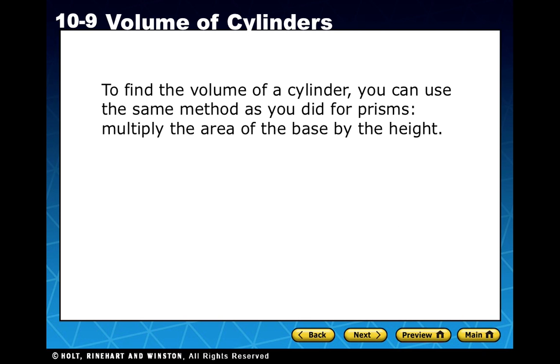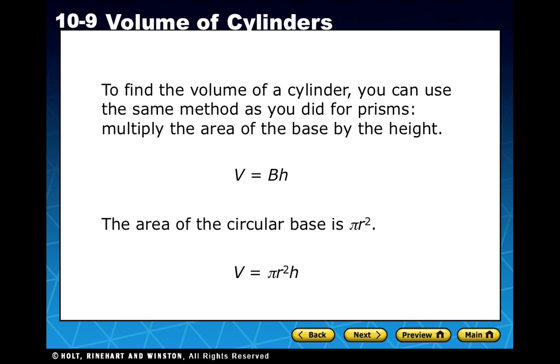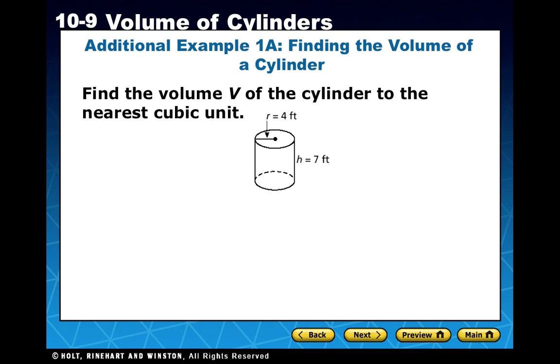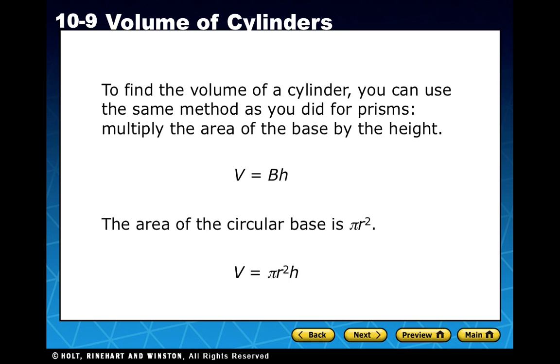Alright, so to find the volume of a cylinder, you can use the same method as we did before with prisms. So you're going to find the area of the base and then multiply it by the height. With cylinders, the base is a circle, so you're finding the area of a circle, so that's the big B. It's going to be pi r squared. And then you're going to multiply it by the height, so how many layers of that circle you have. Make sure you get those formulas written down in your notes.